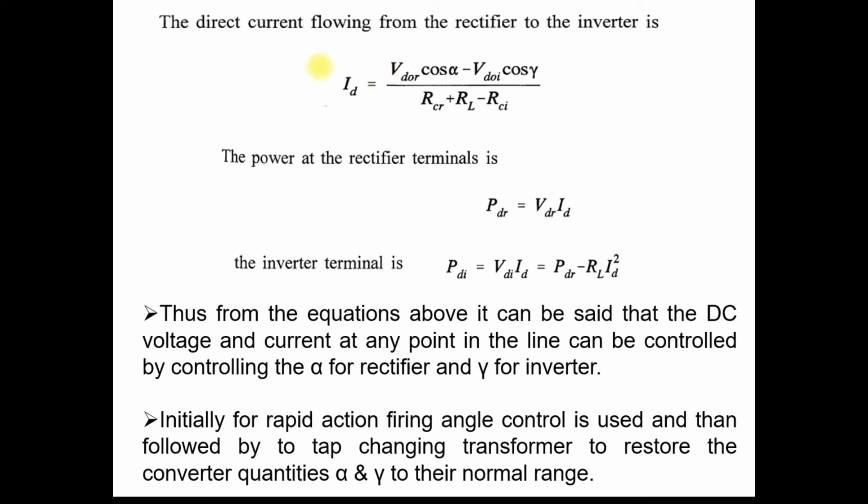Suppose in the HVDC line, this current ID is fluctuating. Clear? And we want to maintain this ID constant. So how to maintain this constant? For that we need to continuously control this alpha and gamma. To continuously control alpha and gamma rapidly, we can use the firing angle controls, or the control circuits of the rectifier control and inverter controls, because this control is very fast as compared to the other types of controls.